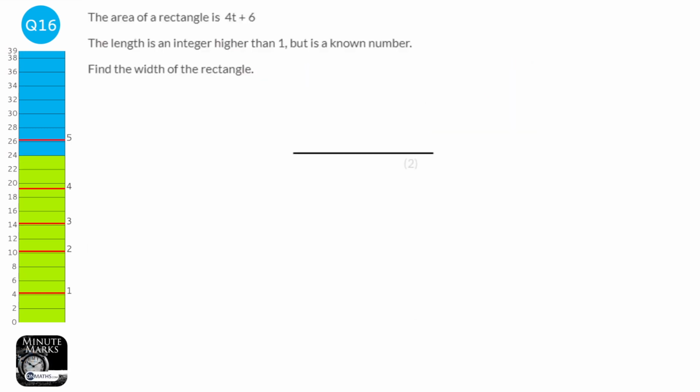So for this question, what we need to do is factorise 4t plus 6. Now factorise means put it into brackets. So if I try, I can put a 1 on the outside here. 1 times 4t plus 6 is 4t plus 6, but the question clearly states that it is higher than 1. So we need to find another number that's higher than 1 to factorise this with.